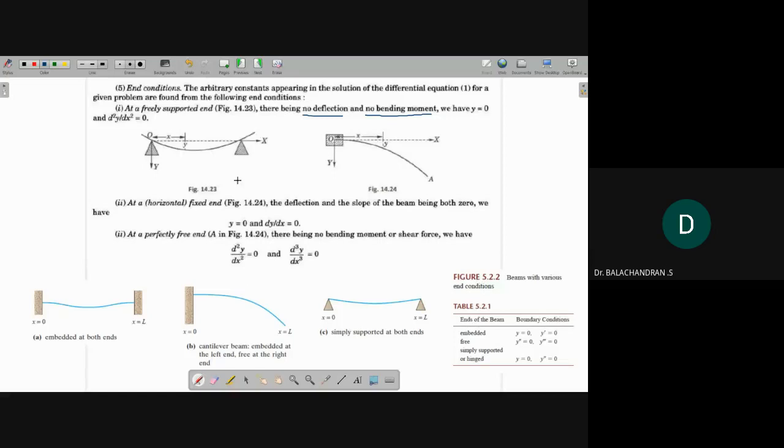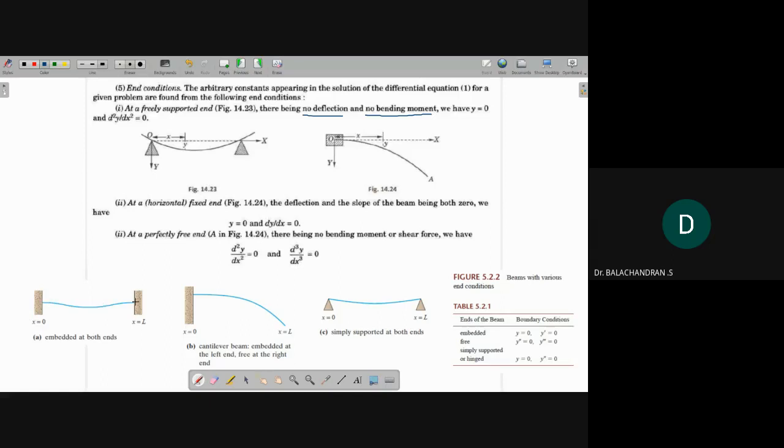Okay, next, at a horizontal fixed end, figure 14.24. So here, they explained two concepts. One is the horizontally fixed end, and a perfectly free end A, that is also from the same diagram. Suppose first imagine this A is here, like this. Here A and X coincide. At a horizontally fixed end, the deflection, you can also imagine like this, embedded at both ends.